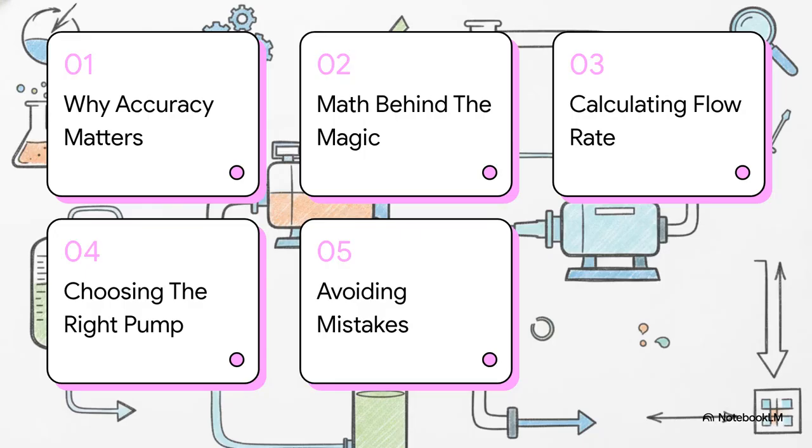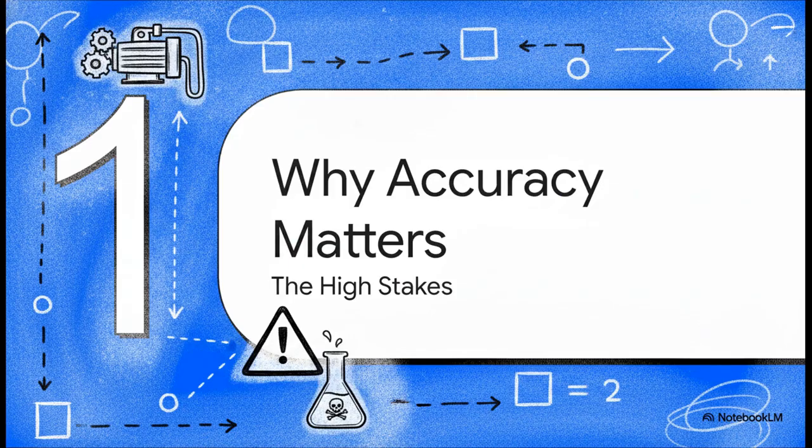To get us there, we are going to follow a pretty straightforward workflow today. First, why accurate dosing matters. Then, the math behind the magic. Third, calculating your flow rate. After that, choosing the right pump. And finally, avoiding common dosing mistakes. All right, part one, why accurate dosing matters.